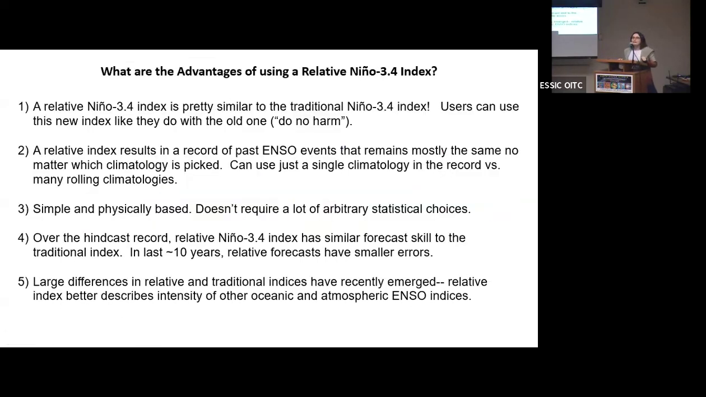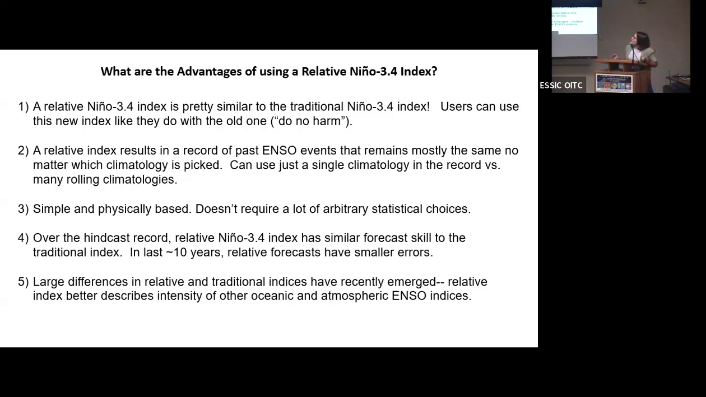All right. So now I'm going to give you the agenda of the talk, and I'm going to structure the rest of the talk by this. We've already gone over point number one, which is that a relative Nino 3.4 index is pretty similar to the traditional index, and users can use this almost exactly the same way. This is what I call the do no harm principle. We're not wildly changing the statistics of our ENSO index on our users.